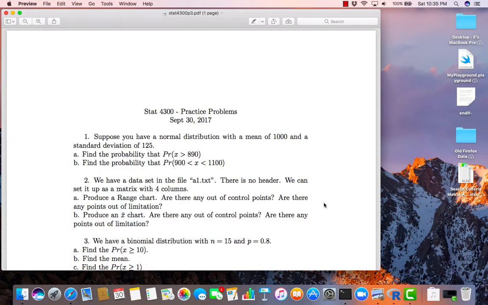Let's take a look at problem 2. We have a data set in the file a1.txt. There's no header. We can set it up as a range with 4 columns. Produce a range chart. Are there any out of control points? Are there any points out of limitation? Produce an X bar chart. Are there any out of control points? Are there any points out of limitation? Okay, so let's go back into R.